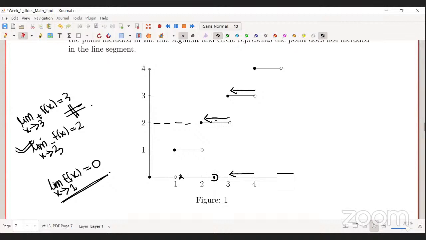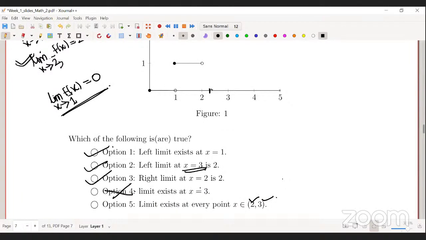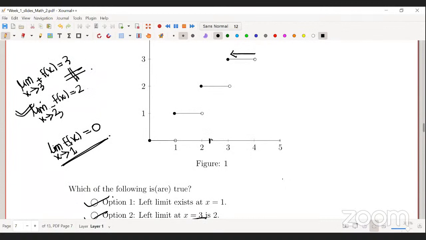So suppose you take a point in the interval (2, 3). I want to know whether at that point the limit exists or not. For that, I have to compute the left hand limit and the right hand limit. Suppose this point is C. As x approaches C from the right hand side, you can see that f of x approaches 2. So the limit is 2 if C is in the interval (2, 3).